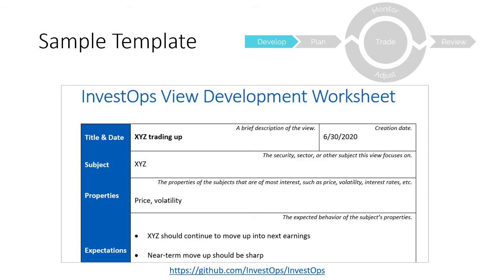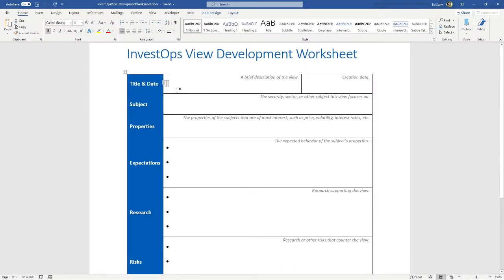Now, we provide up on our site, and this is free in our training materials, and also it's available on the GitHub repo, a view development worksheet. A view development worksheet is, at this point, really just a Word doc, and I've got an example here. We've got a bunch of fields where you can start filling out things like the title and the date. So, some snappy title so you can remember what it was that you were investing in or thinking about investing in, and a date for when the idea came from.